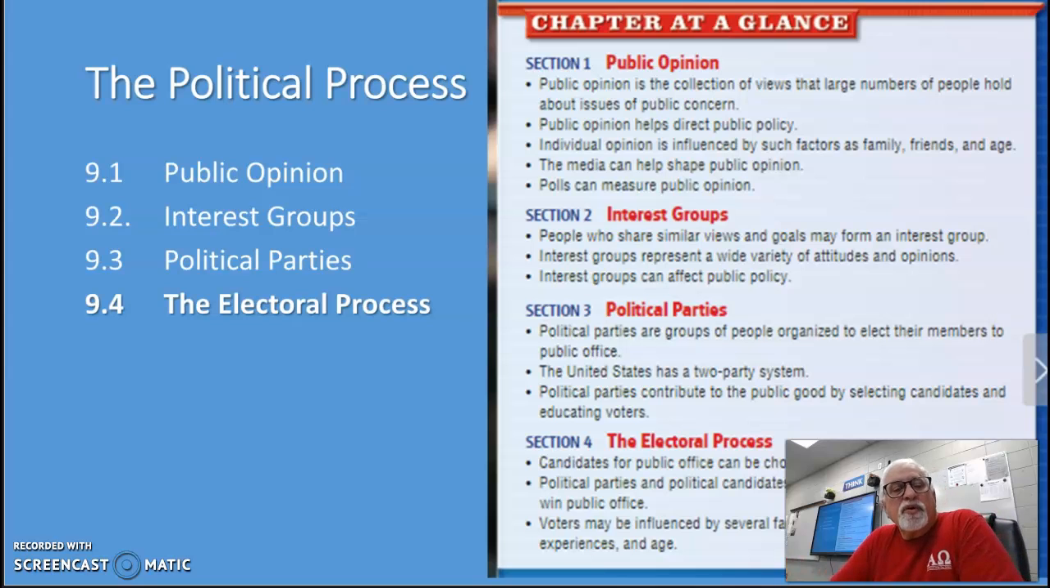Well, good morning, students. We're going to be talking about the electoral process as a part of the political process in today's session. Candidates for a public office can choose a variety of ways to become involved in politics. Political parties and political candidates try to win public office, and voters can be influenced several different ways. And we're going to look at those today.